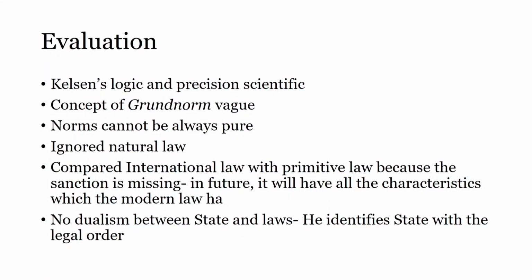So, it was vague, and further even the norms cannot always be pure. Sometimes it contains the economic objective of the country, the sociological objective of the country. So, what he said about the jurisprudence in which the basis of jurisprudence will be the norm, the norm also cannot be pure. So, although he tries to make norms very pure, but then ultimately what we should know is that norms cannot always be pure. Another weakness of Hans Kelsen's theory is that he overlooked natural law.